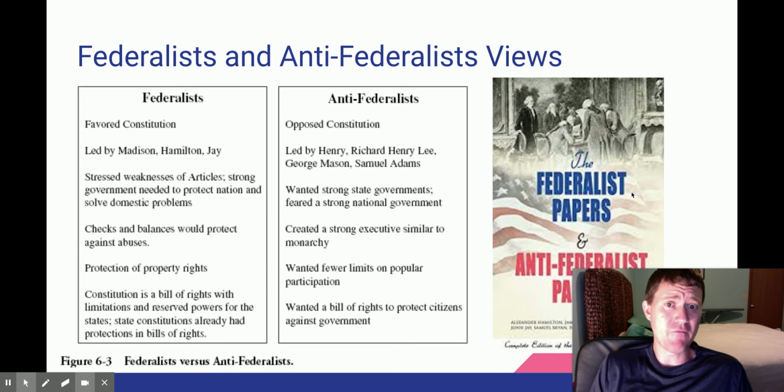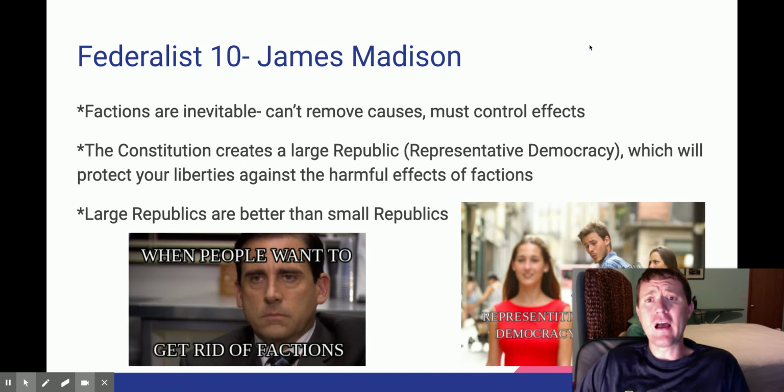Now, there are some anti-Federalists that are like, yeah, we kind of like it, but we really want a Bill of Rights. So the anti-Federalists kind of are on a spectrum of how much they dislike the new Constitution. But Federalists are arguing for it, anti-Federalists against it. All right. The first document, Federalist 10.